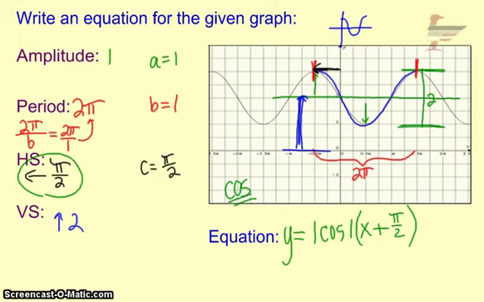And then our vertical shift, I'm just going to put on the end here. It is going up 2, so we will have plus 2 at the end. So without those ones that may be looking a little bit weird, we know our graph is y equals cosine of x plus pi over 2, plus 2.